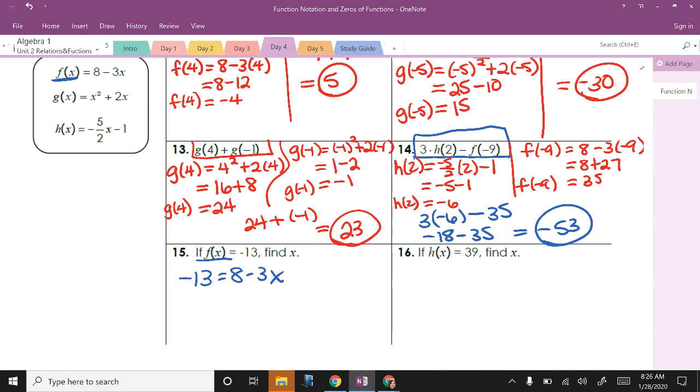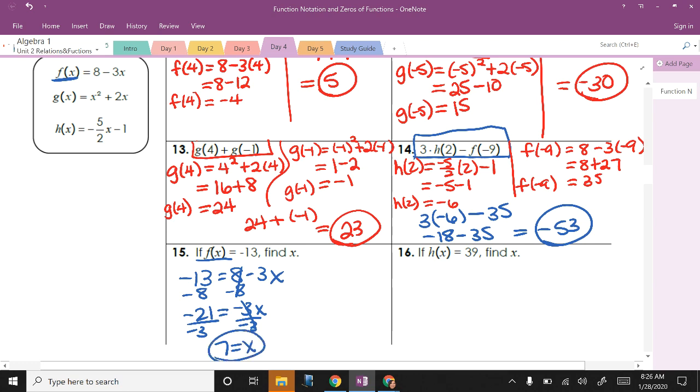Okay. So, how do I solve this for x? Yeah, we're solving for x. So what do I need to do? Good. Subtract 8. What's negative 13 minus 8? Equals negative 3x, and then what? Divide by negative 3, and x equals what? 7.